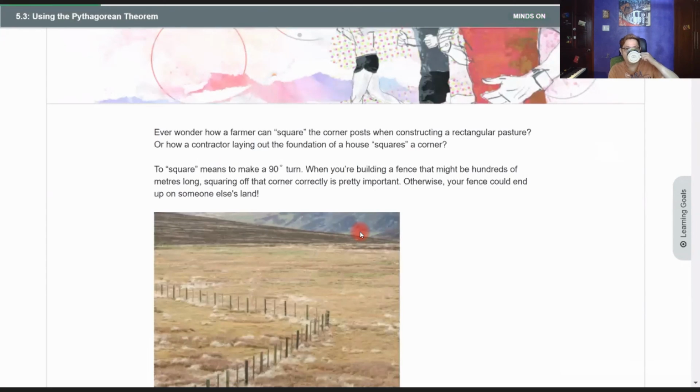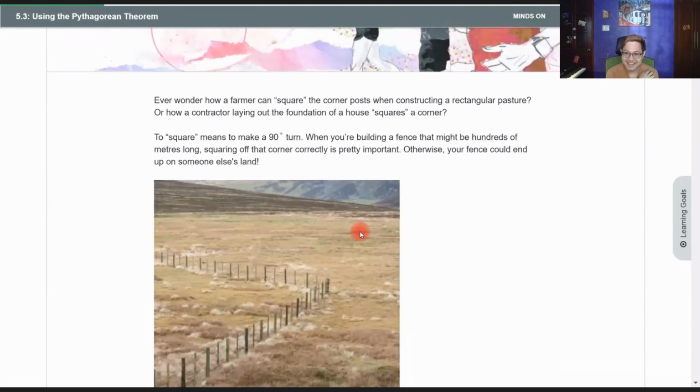Action. Ever wonder how a farmer can square the corner post when constructing a rectangular pasture? Or how a contractor laying out the foundation of a house squares a corner? To square means to make a 90-degree turn. When you're building a fence that might be hundreds of meters long, squaring off that corner correctly is pretty important. Otherwise, the fence would end up on someone else's land.